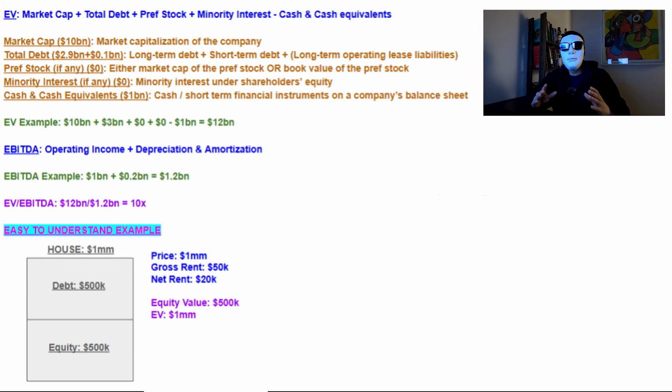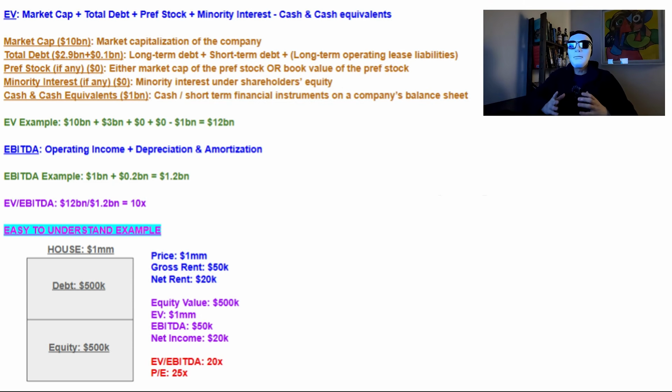Okay, so in a similar context, the $50,000 of gross rent you get from the house is equivalent to the EBITDA, given that it's what you get before you pay any interest or taxes on it. Also, the $20,000 of net rent you get from the house is equivalent to the net income, given that it has already subtracted all the line items, including interest expense and taxes. Okay, so if we value this house, it has an EV/EBITDA of 20 times and a price to earnings ratio of 25 times. Okay, so hopefully this example gave you a better idea of what EV/EBITDA means.